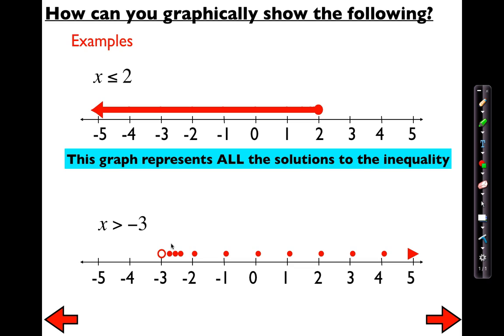Now, notice there's an open circle on negative 3. Why is that? Because negative 3 isn't actually greater than negative 3. So I can't include that.